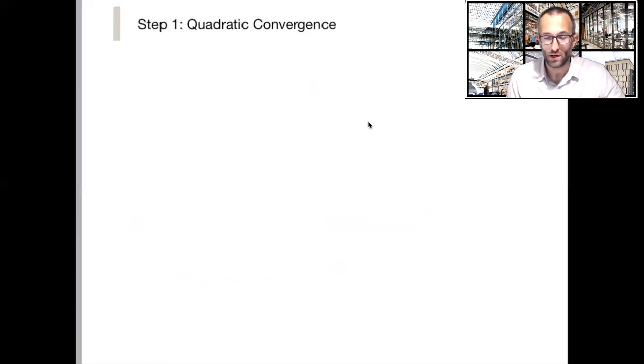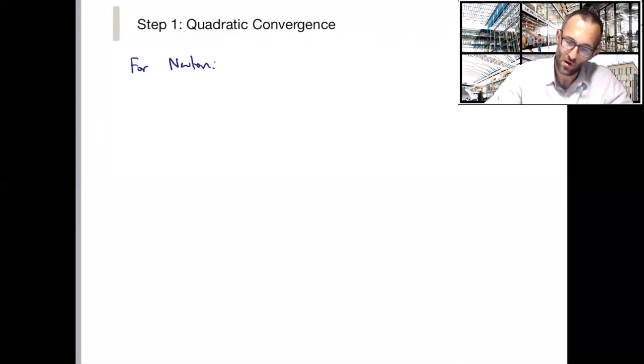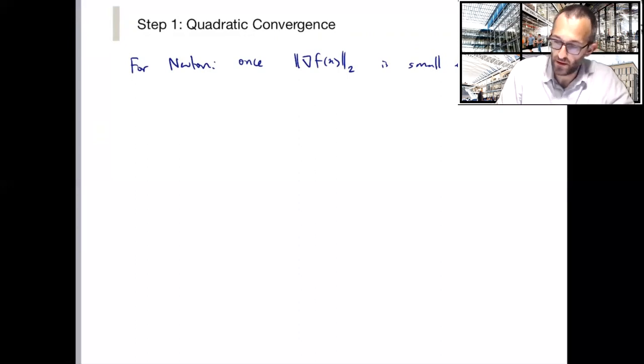Now we move to quadratic convergence. Once the gradient of f in the local norm is small enough, then we are in the region of quadratic convergence.